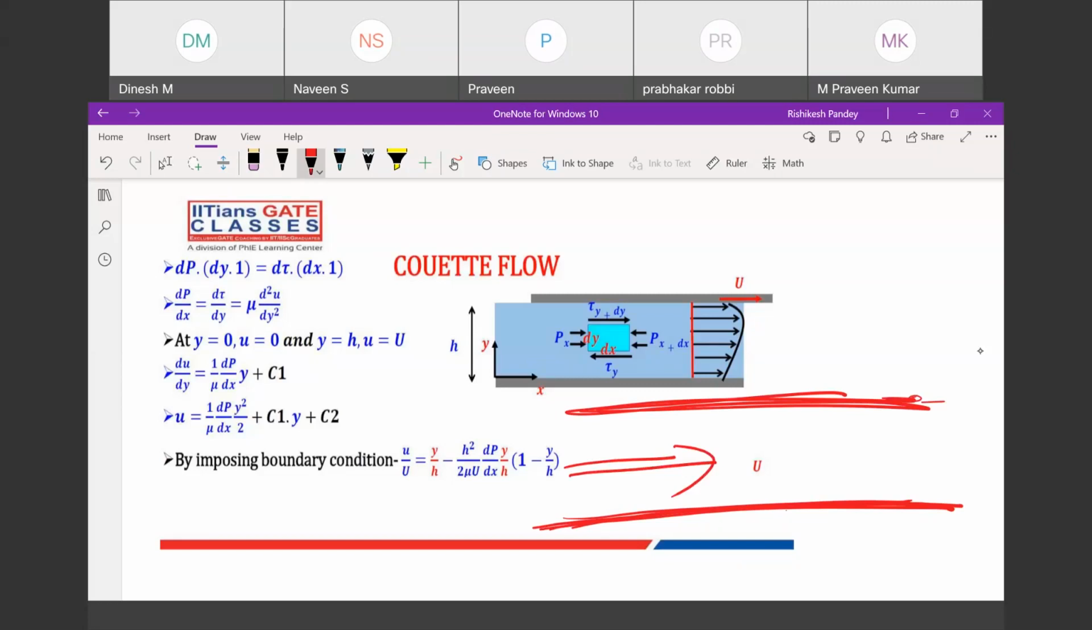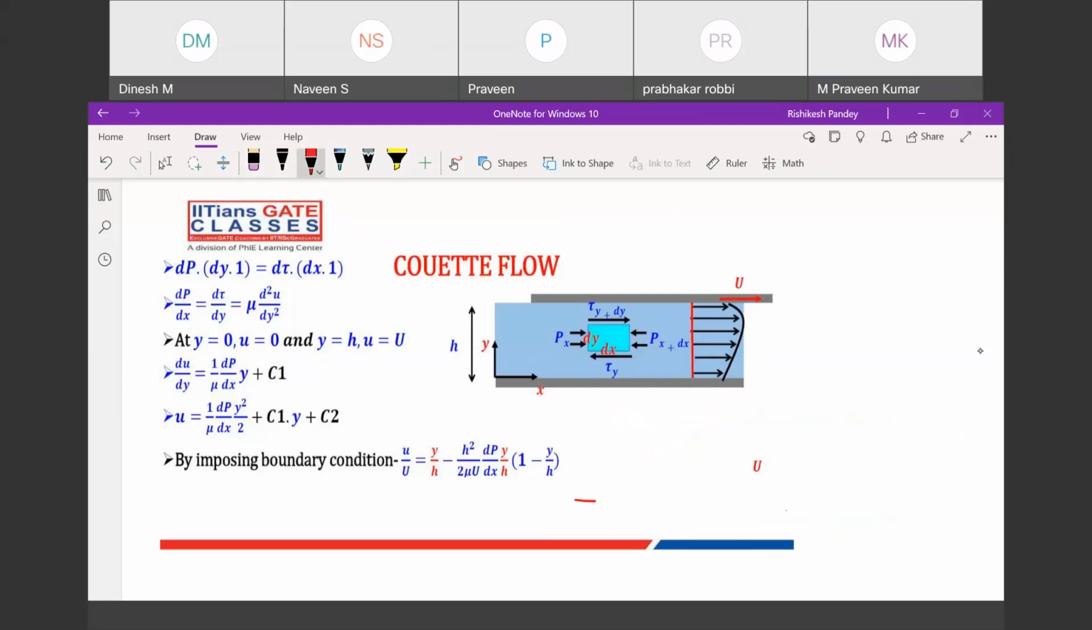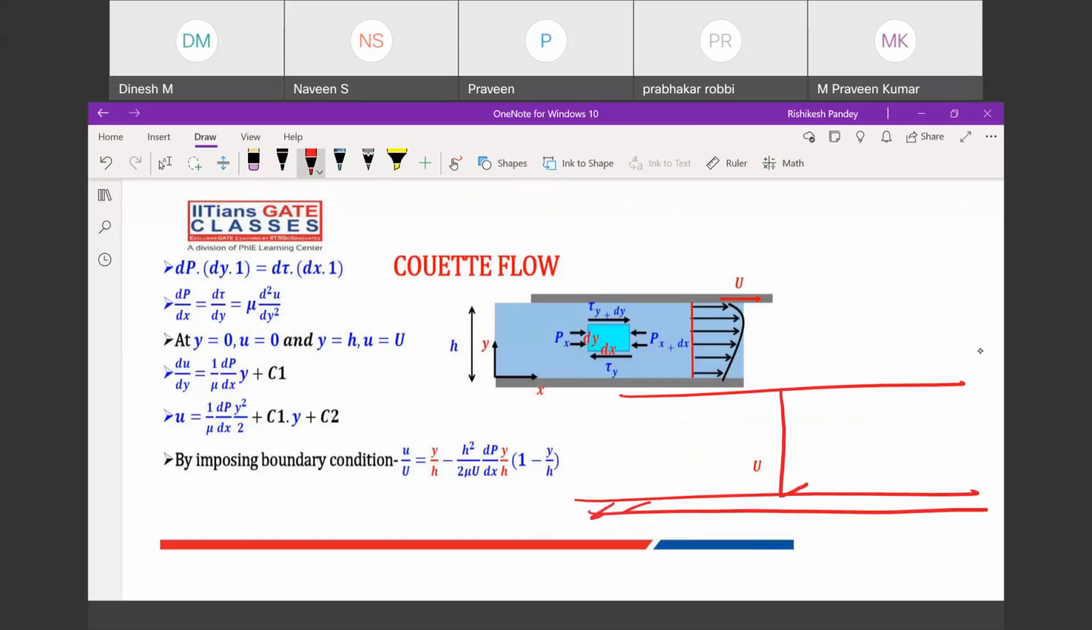Then what happens? All the fluid which is in contact with the top layer will start moving with it in this direction. But the fluid which is in contact here will be zero. So the boundary condition here will change. Here it will be zero because this plate is not moving. This particular plate is fixed. So here the velocity will be zero only.